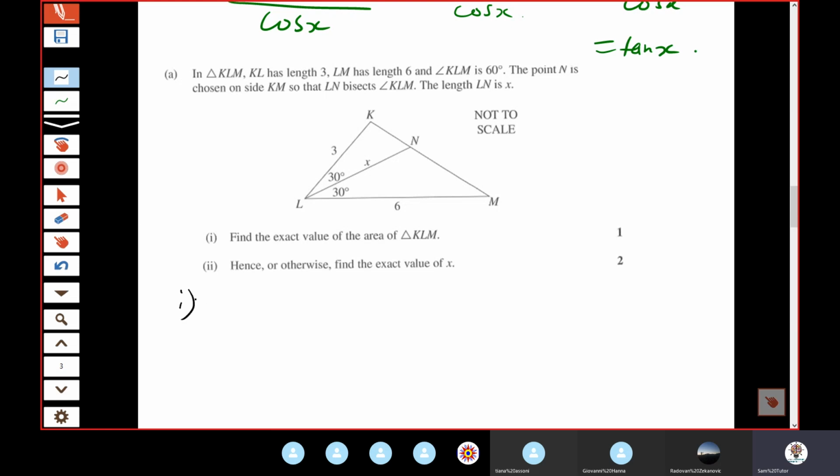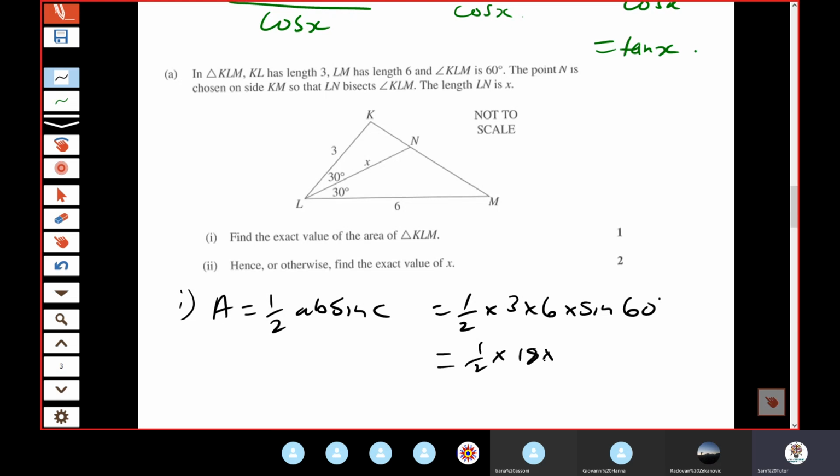Well, that's easy. How do I find the area of a triangle? Half ab sine C. What's a? 3. What's b? 6. What's C? 60 degrees, because you're using the whole triangle. Sine 60, plug it into your calculator, should give you root 3 on 2. And then your answer is 18 divided by 4, 9 root 3 on 2. So leave the root 3 and you're done. Any questions?